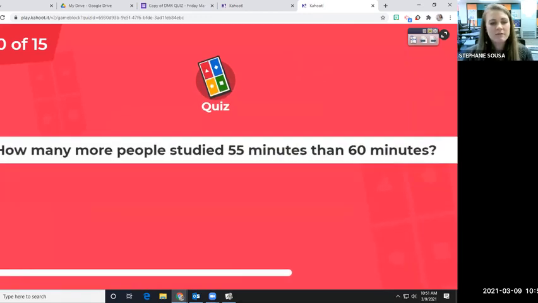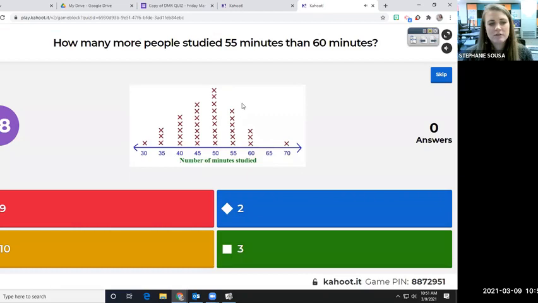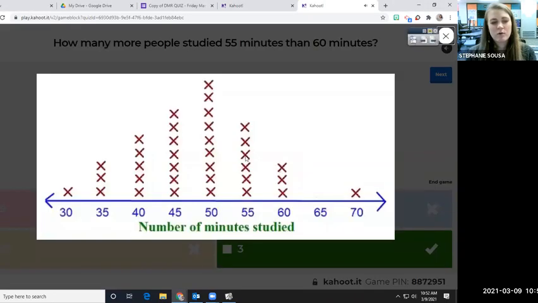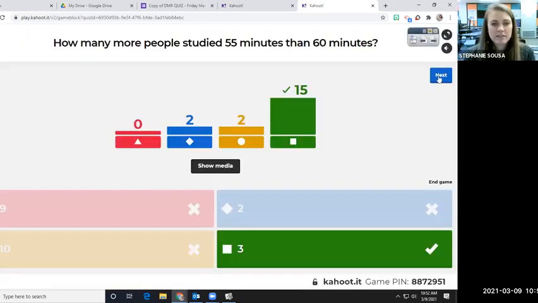Quiz. How many more people studied 55 minutes than 60? Here's 55. Here's 60. How many more? Here's where they're the same, here's the extra, and it is 3. Very good. We have 3 more. 1, 2, 3 is taller on 55 than 60.